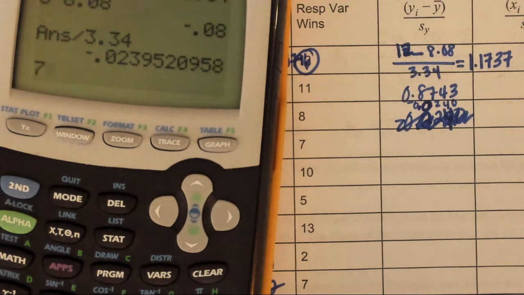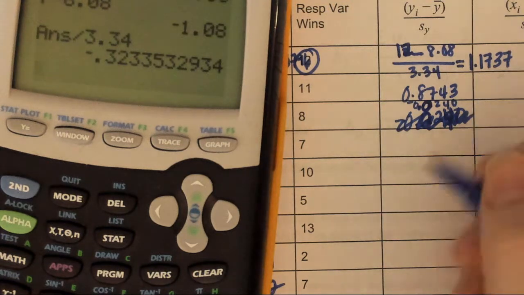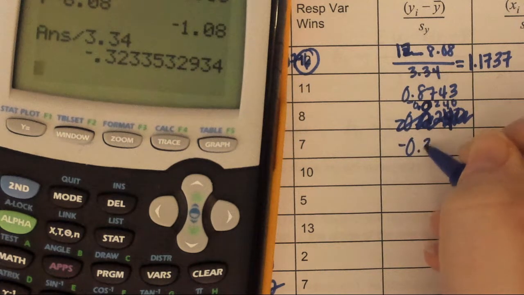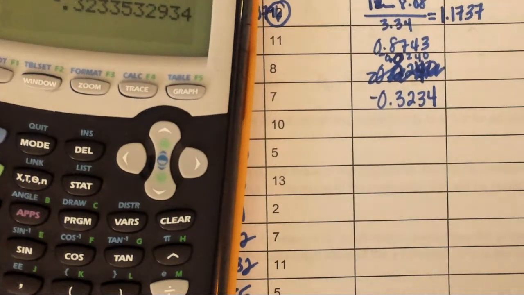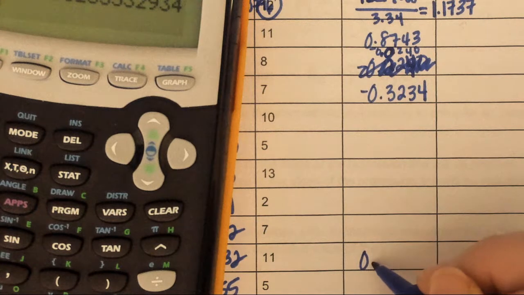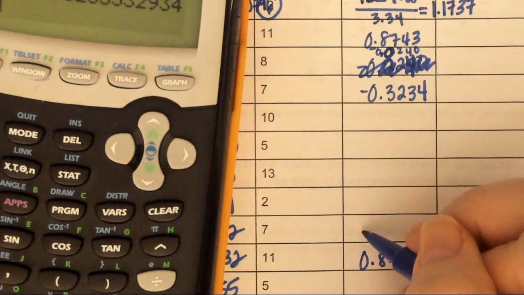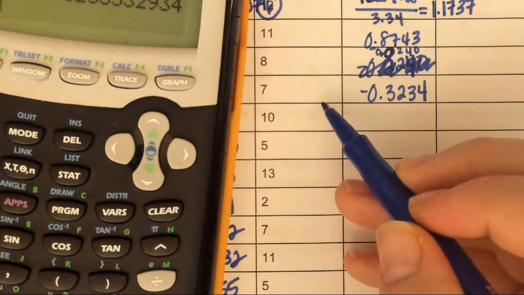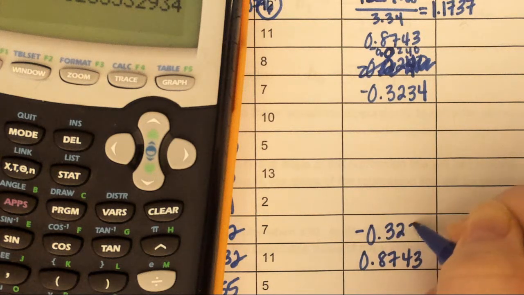Okay, 7 minus 8.08 divided by 3.34. I got negative 0.3234. And then I got kind of lazy, so I was skipping around a bit. I noticed that 11 happens again later on. I already know the answer for 11 is 0.8743. I see 7 happens later on. We already found the answer for 7. So since 7's repeated, I can still put negative 0.3234.